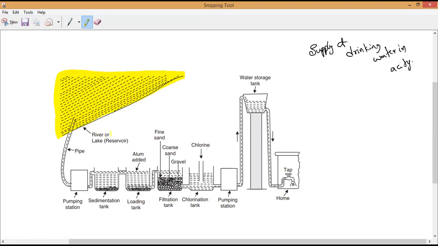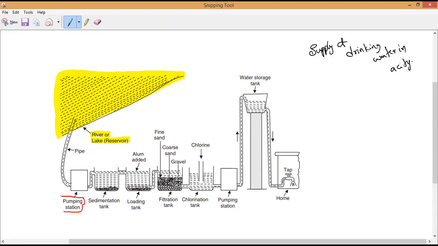You can see a river or a lake or whatever it is, we used to call that a reservoir. Now they will take the water from that reservoir and it is pumped with the help of pipes. Which station has it been pumped to? Everybody? It has been pumped to the pumping station.